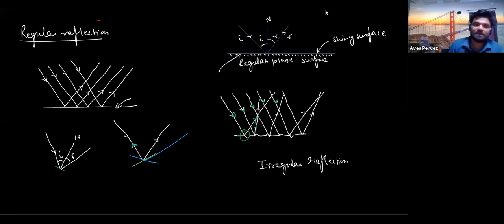Okay, let me explain. Regular reflection is the one in which the surface should be shiny and smooth. It does not have irregular sides. And the irregular surface is one in which the surface is not shiny.